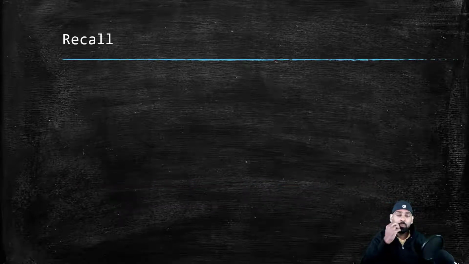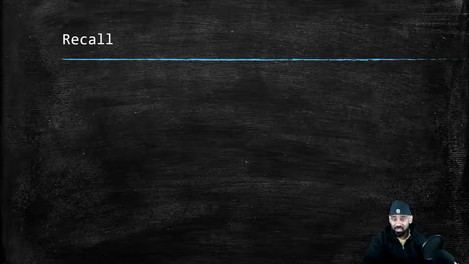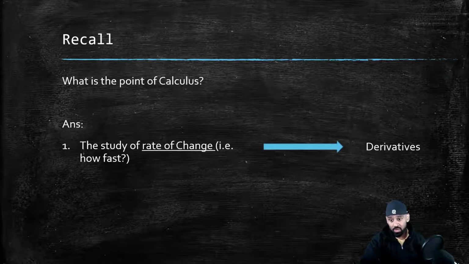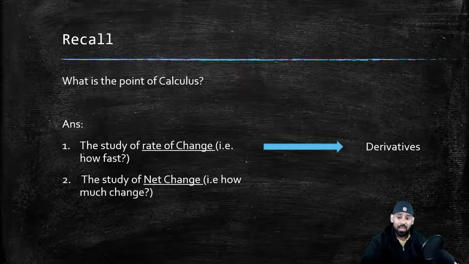Okay, so recall, this is a couple things that you should have got out of calculus. This is the whole point of calculus. The whole point of calculus is to study rates of change, which is how fast. You knew that that's derivatives, okay? But then what's the other topic? The topic is net change, which is just overall how much change happened from point A to point B.